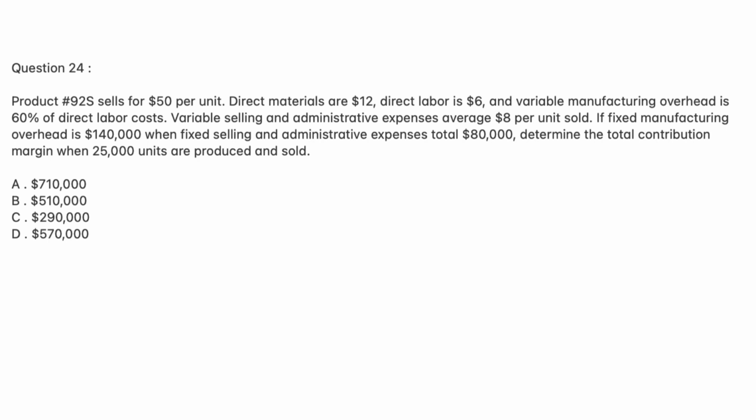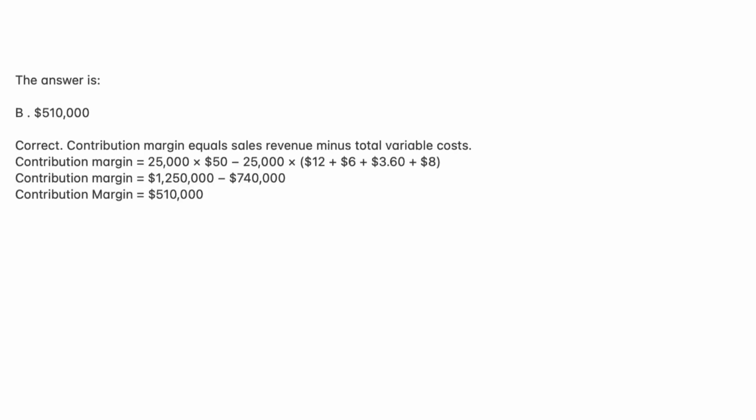A. $710,000. B. $510,000. C. $290,000. D. $570,000. The answer is B. $510,000. Correct. Contribution margin equals sales revenue minus total variable costs. Contribution margin equals 25,000 times $50 minus 25,000 times ($12 plus $6 plus $3.60 plus $8). Contribution margin equals $1,250,000 minus $740,000. Contribution margin equals $510,000.